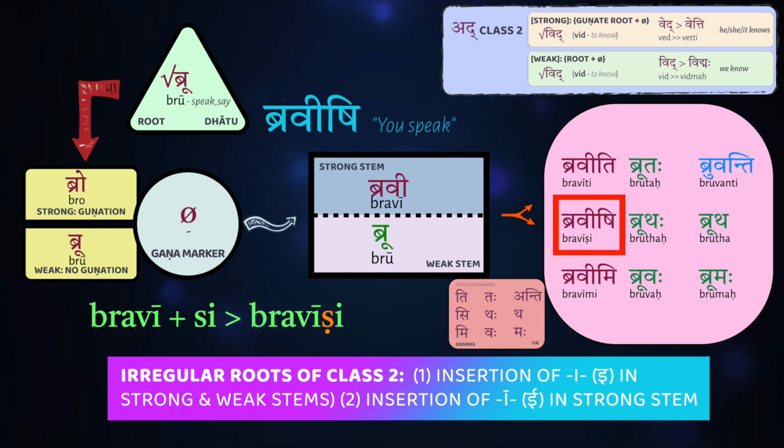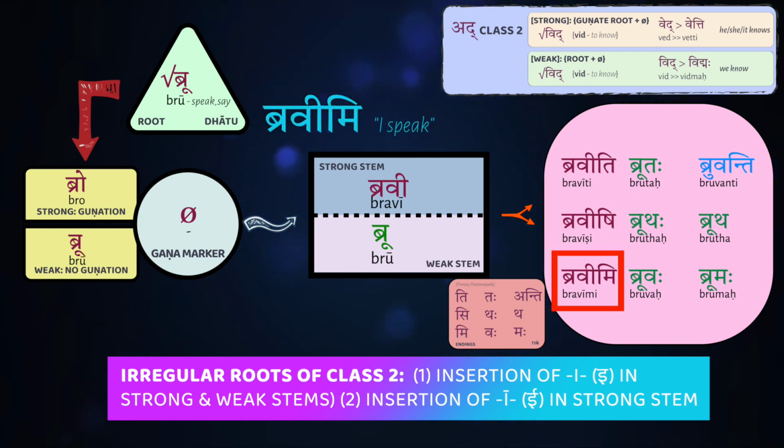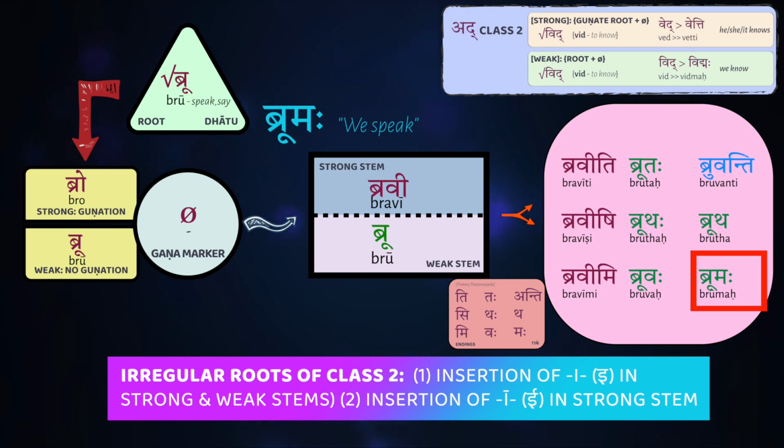Tvam bravishi, you are speaking, with again the long e triggering your retroflex s sandhi rule. Aham bravimi, I say. Vayam brumaha, we three or more speak or say.